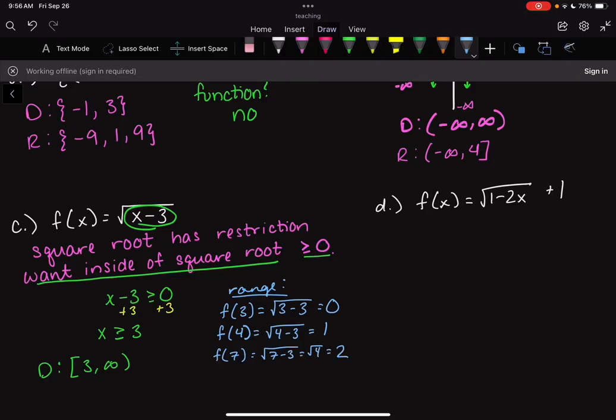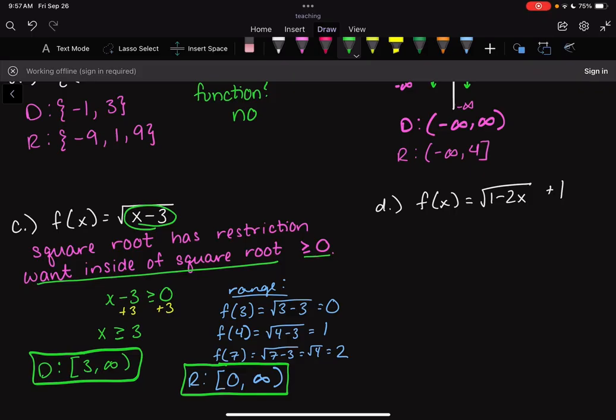Okay, good. So what's happening to my y values is they're getting bigger and bigger as I plug in bigger and bigger x's. So my range for this started at 0, that's the absolute lowest I could get, and it'll just keep going up to infinity. So my domain is 3 to infinity, and my range is 0 to infinity.